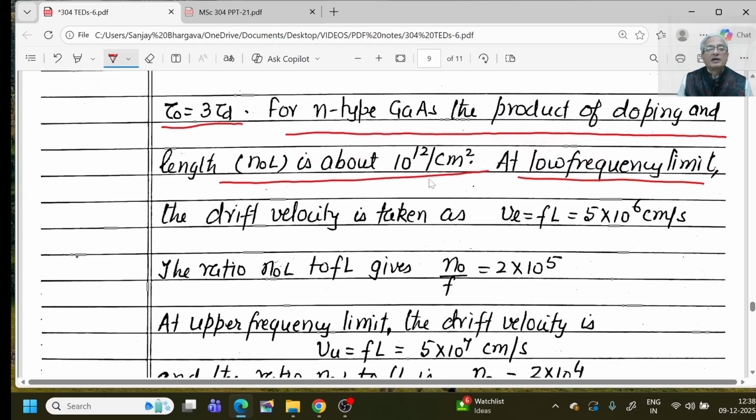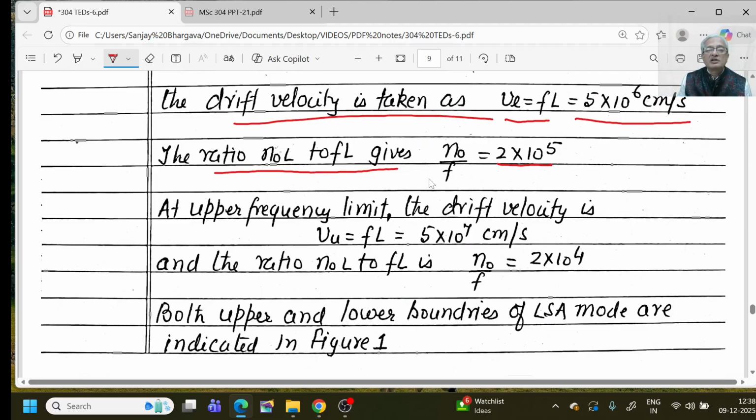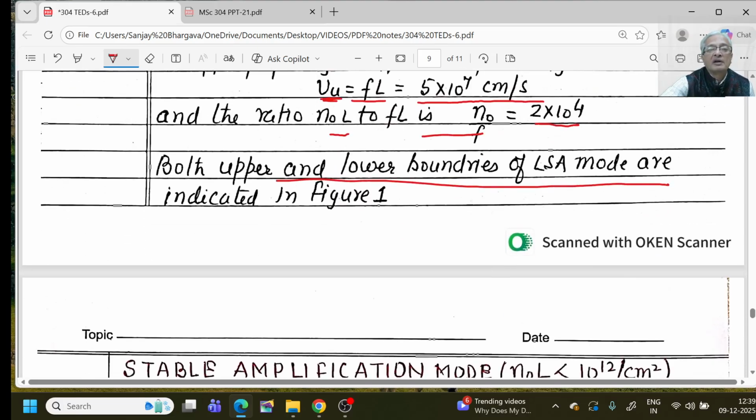At the low frequency limit, the drift velocity is taken as VL is equal to FL, which is 5 into 10 raised to power 6 centimeter per second. The ratio N0L to FL gives N0 by F is 2 into 10 raised to power 5. At the upper frequency limit, the drift velocity V upper is equal to FL, which is 5 into 10 raised to power 7 centimeter per second. And the ratio N0L to FL is N0 by F is 2 into 10 raised to power 4. तो अपर फ्रीक्वेंसी लिमिट में वैल्यूज अलग हैं और लोअर फ्रीक्वेंसी लिमिट में अलग हैं. Both upper and lower boundaries of LSA mode are indicated in figure 1.